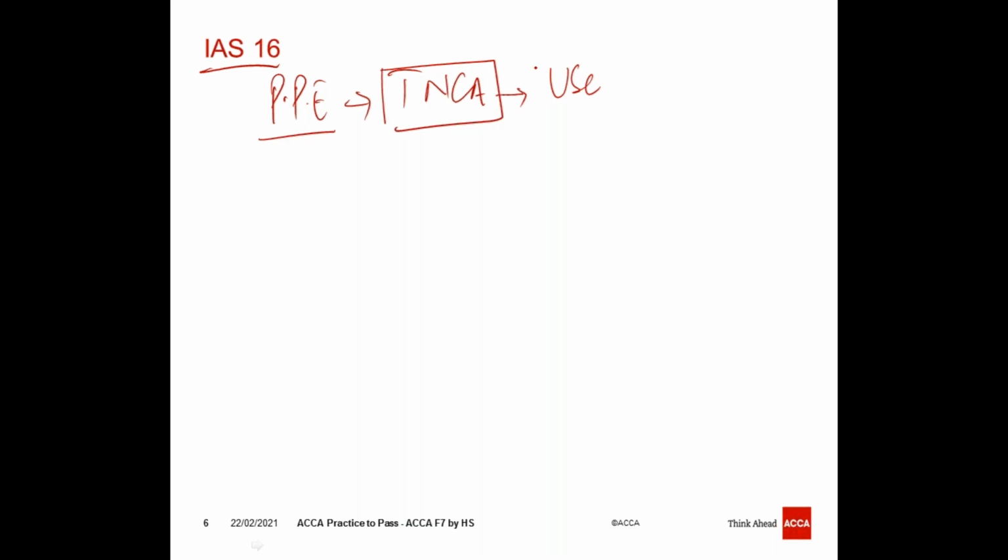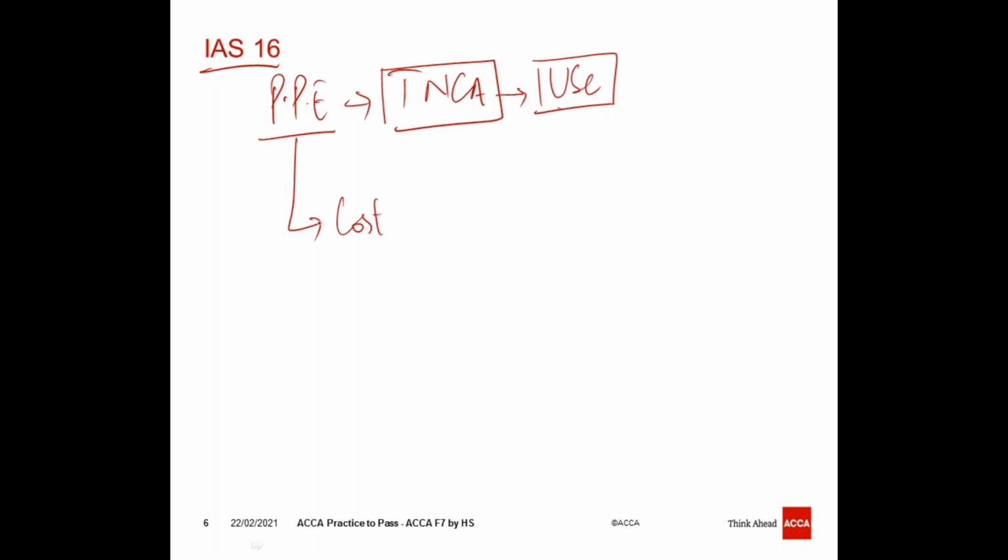IAS 16 is all about property, plant, and equipment. This standard is related to tangible non-current assets, which we use in the business. So when we talk about tangible non-current assets, they should be dealt with under the scope of IAS 16.